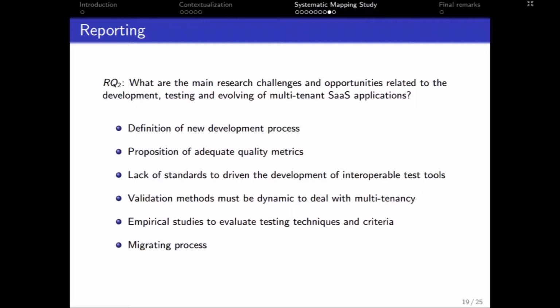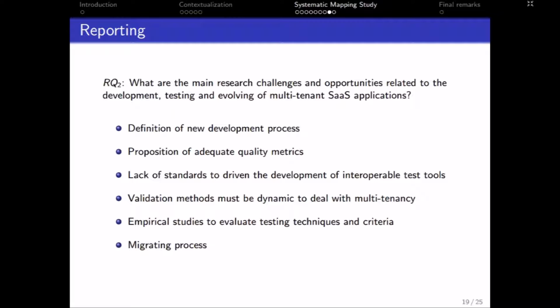Metrics are used to guide managers during the software quality evaluation. Despite many studies mentioning their importance, there is still a lack of quality metrics for this context. Organizations and academia provide security testing, recovery testing, fault tolerance testing, or some alternative to cover the complexity of multi-tenancy for SaaS. But there is a lack of standards to drive the development of interoperable test tools.